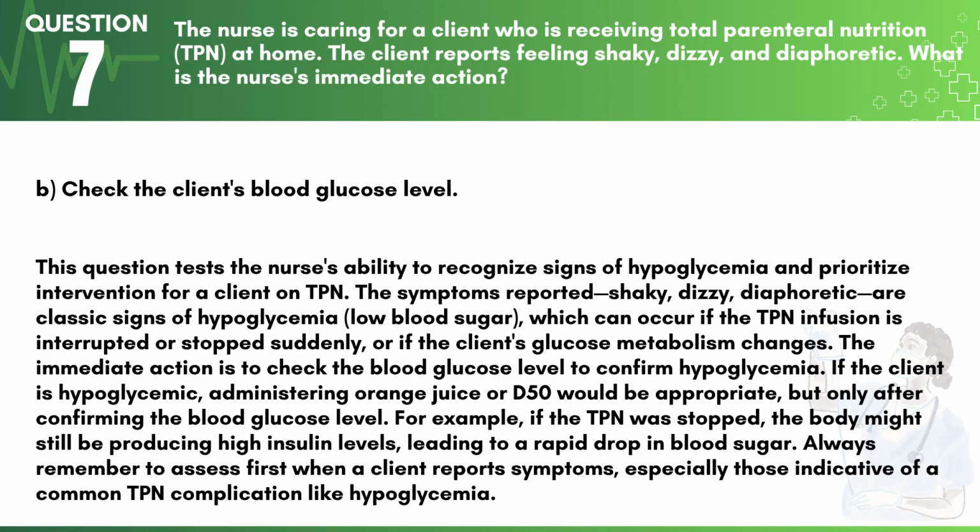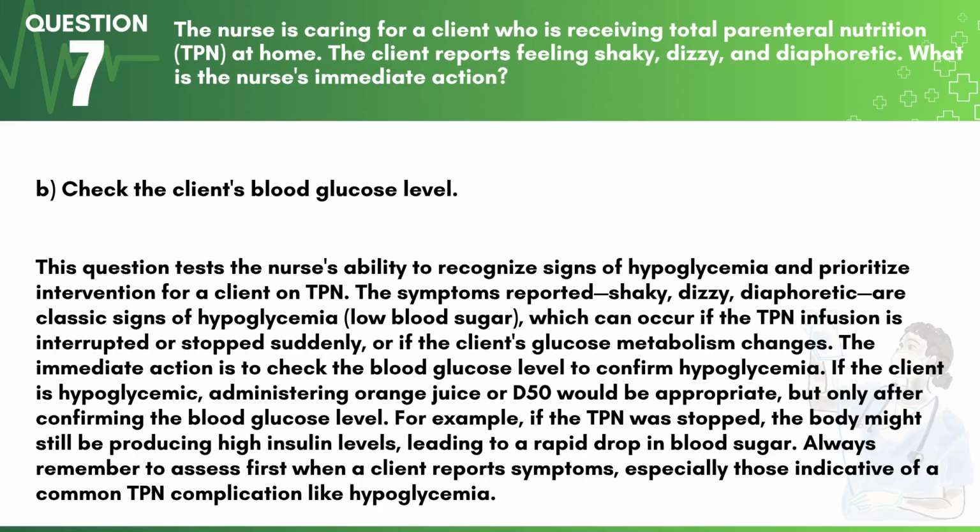Answer: B. Check the client's blood glucose level. This question tests the nurse's ability to recognize signs of hypoglycemia and prioritize intervention for a client on TPN. The symptoms reported, shaky, dizzy, diaphoretic, are classic signs of hypoglycemia, low blood sugar, which can occur if the TPN infusion is interrupted or stopped suddenly, or if the client's glucose metabolism changes. The immediate action is to check the blood glucose level to confirm hypoglycemia.